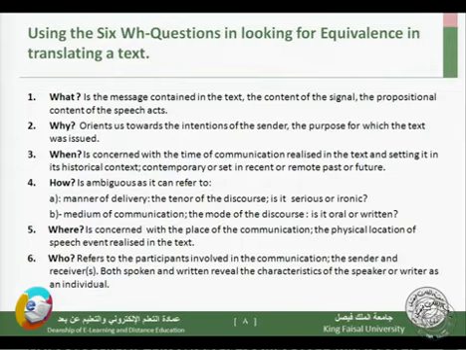Now, when you go through the text, you will be able to get a lot of information about the person who wrote the message and who it is written to. So the main characteristics and the main qualities would affect the message, and consequently would help you find out the equivalence of the text in another language. So these six WH questions, if you apply them properly to any text you want to translate from one language into another, help you find the right equivalence of a text or a message or a statement.